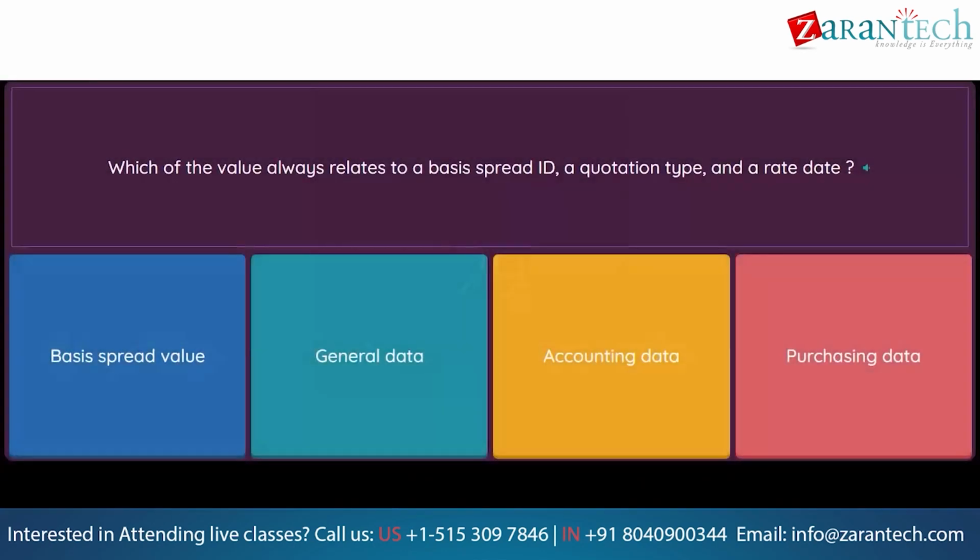Question, which of the value always relates to a basis spread ID, a quotation type, and a rate date? Option 1, Basis spread value. Option 2, General data. Option 3, Accounting data. Option 4, Purchasing data.